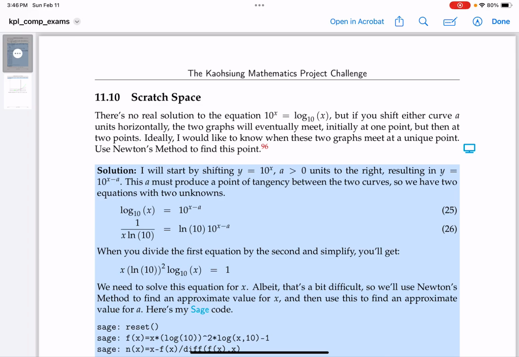Okay, I'm in the scratch space. All right, this is where I develop problems for future problem sets.